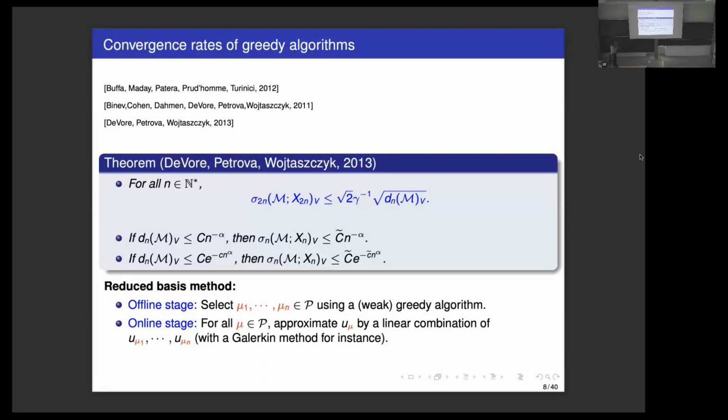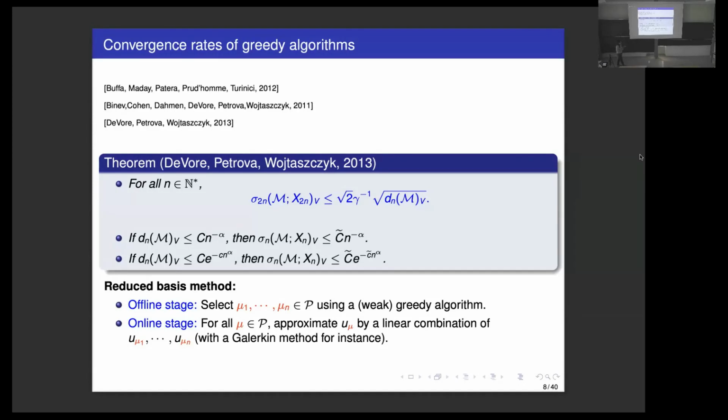But indeed, what can be proved about this sequence of linear subspaces is that the error they produce in order to approximate the elements of the solution set can be comparable to the Kolmogorov n-width, which, remember, is kind of the gold standard. In particular, if the Kolmogorov n-width decays like n to the minus alpha, for some positive exponent alpha, this implies that the error given by the sequence of subspaces from greedy or weak greedy algorithms also decays like n to the minus alpha. So that's a very nice feature of these greedy algorithms.